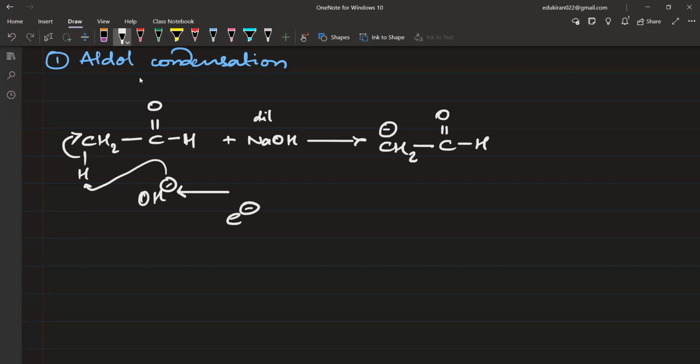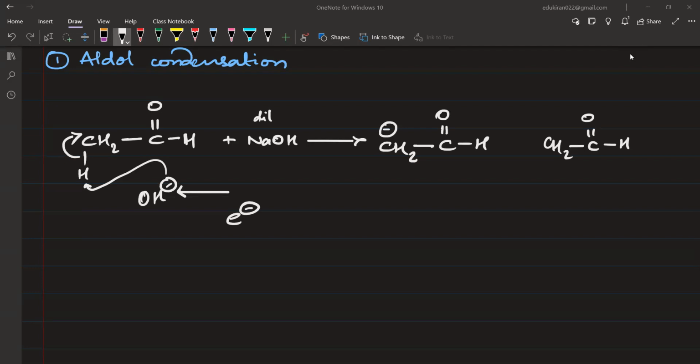Some of the dilute NaOH, some of the OH negative will be able to take or abstract the hydrogen from ethanol. There will be some ethanol still left without the abstraction of hydrogen. Some ethanol will be still like this, CH3, C double bond O and hydrogen. Correct guys? Yes or no? Please tell me. Yes, bolo? There will be some which will be converted, right? There will be some which will not be converted.